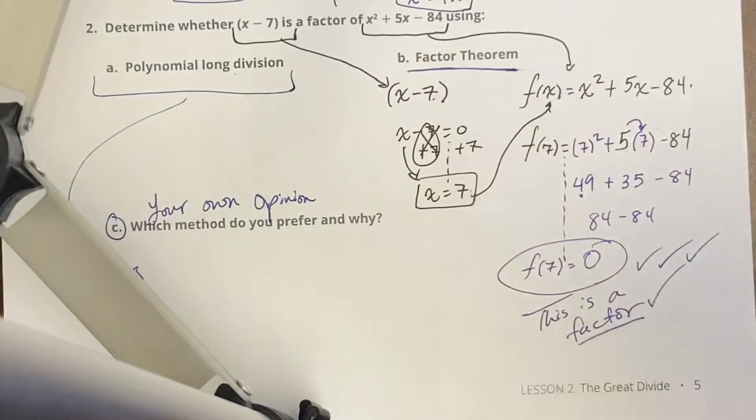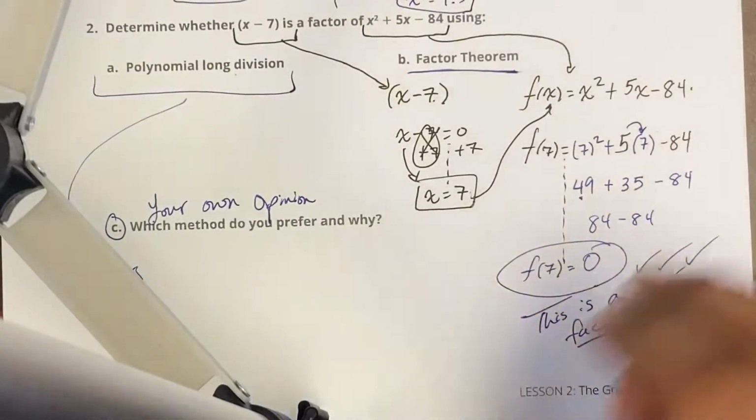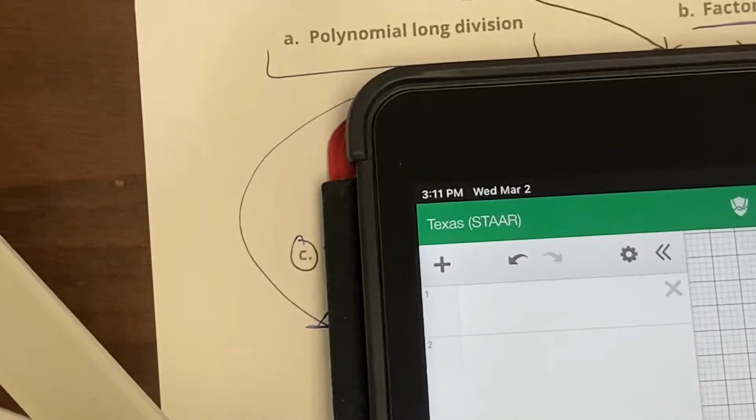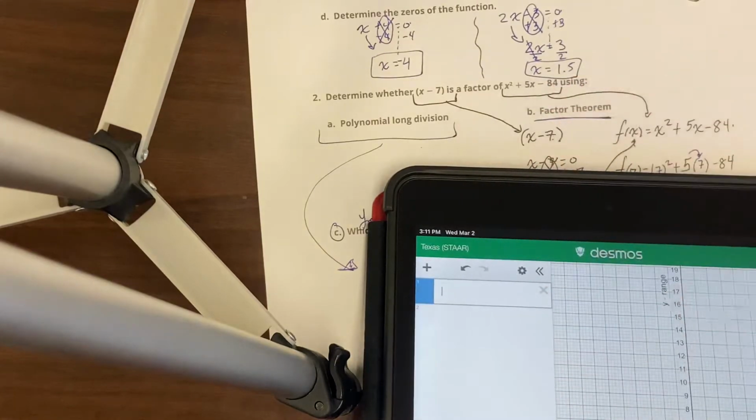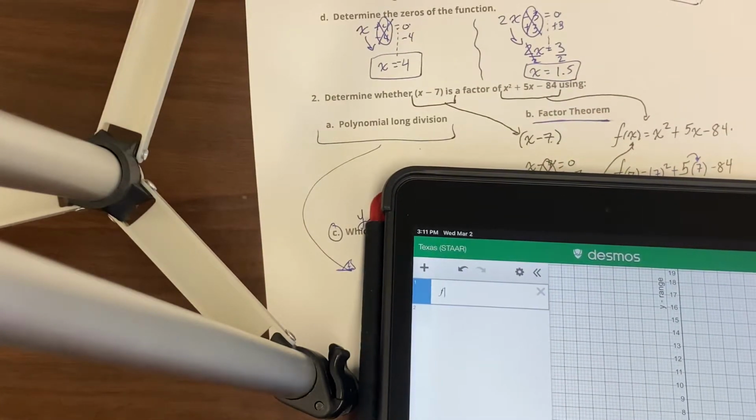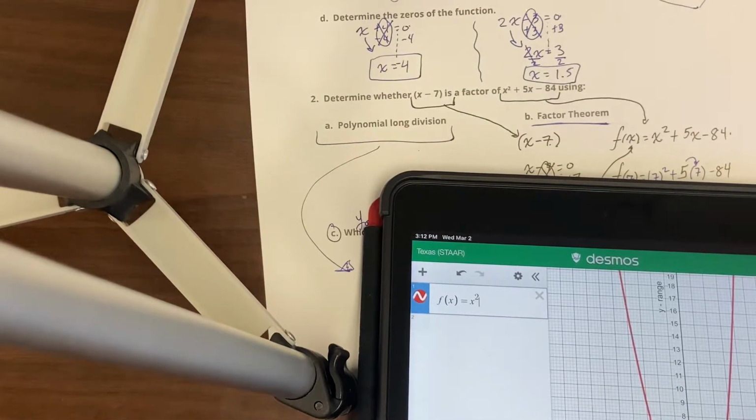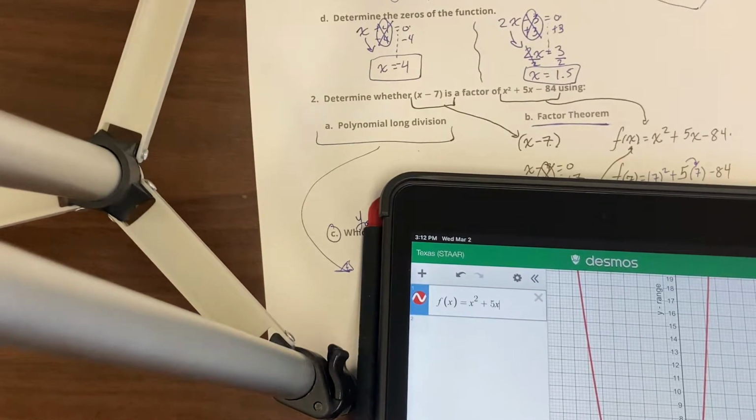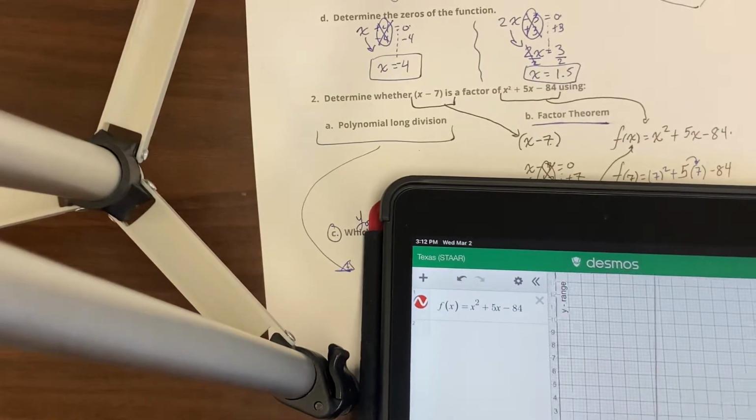If we got something else, then it becomes an issue and all that extra stuff. But again, don't forget, I'm gonna show you Desmos real fast. Get your Desmos. Zoom out a little bit, sorry. Get your function, type it in. f of x equals x to the power of 2 plus 5x minus 84. Okay? Can't really see this function that well, so I'm going to zoom out.